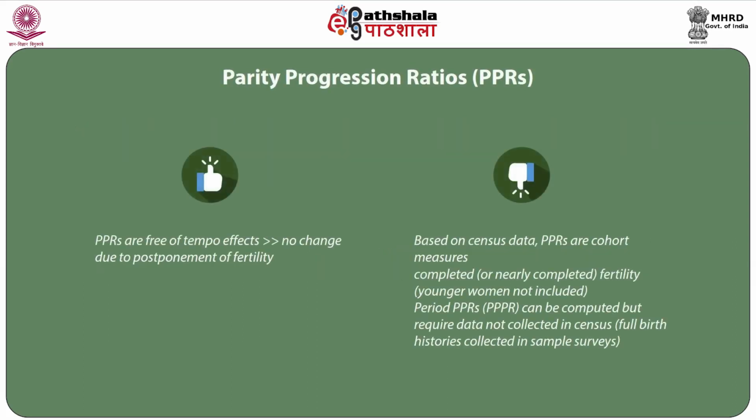The measurement has an advantage because PPRs are free of tempo effects, that is, change due to postponement of fertility. A major disadvantage is that, based on census data, PPRs are cohort measures which reflect completed or nearly completed fertility, so younger women, for instance, are not included. Period PPRs can be computed but require data which is not collected in the census, such as full birth histories, which are collected only in sample surveys.